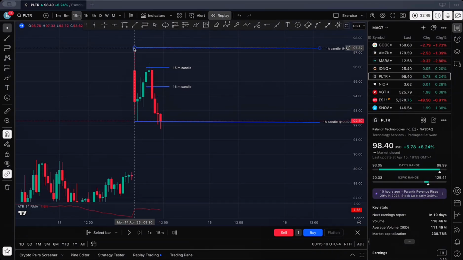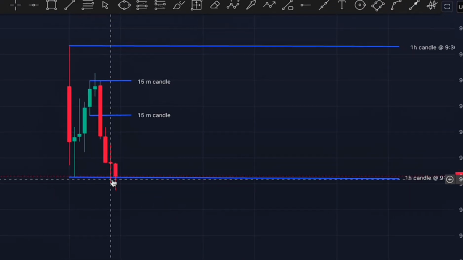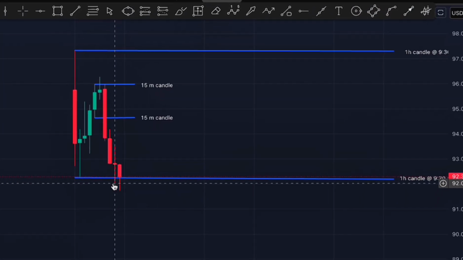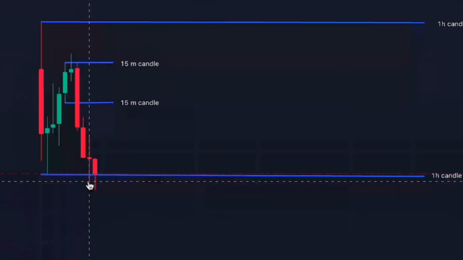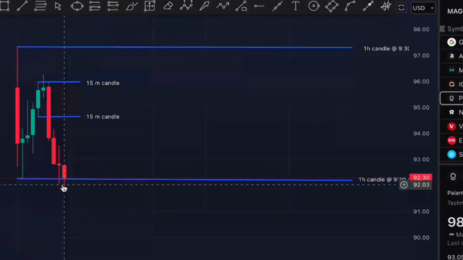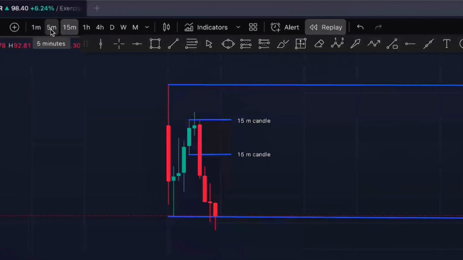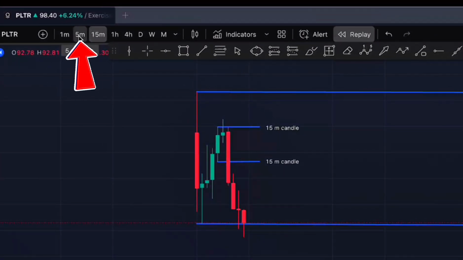And the range of the first candle was this one here, between this one here and here. So the next candle will grab the liquidity, and this one here grabbed the liquidity. Okay, it grabbed the liquidity here. So now we can move to the 5-minute for our entry. Okay, that will give us the precision. Okay, let's go to the 5-minute chart.